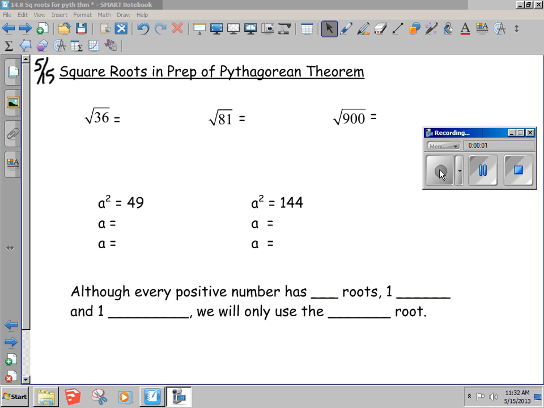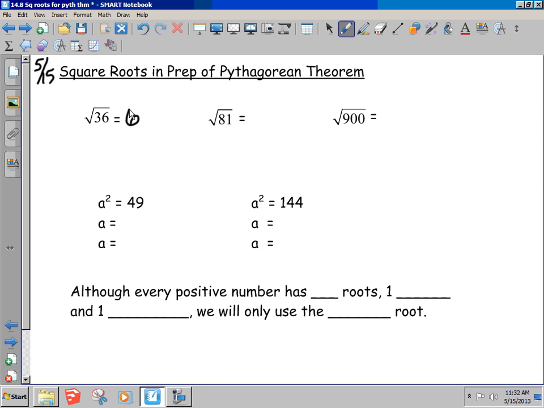So who can read this first example problem to me and the answer? What would we say for that, right? The square root of 36 equals 6. Good. And what about the next one, Jack? The square root of 81 equals 9. Good. And the last one there?